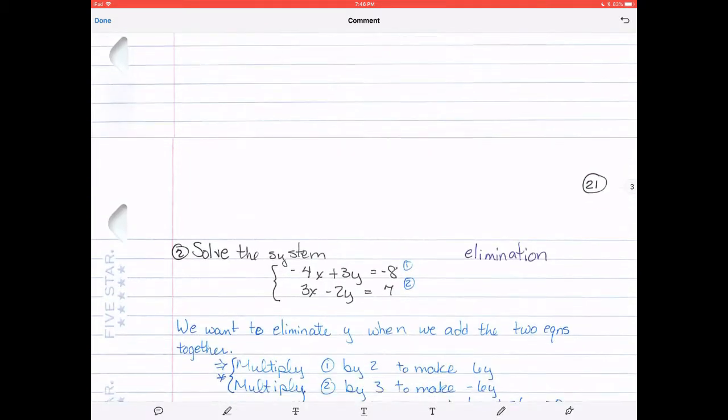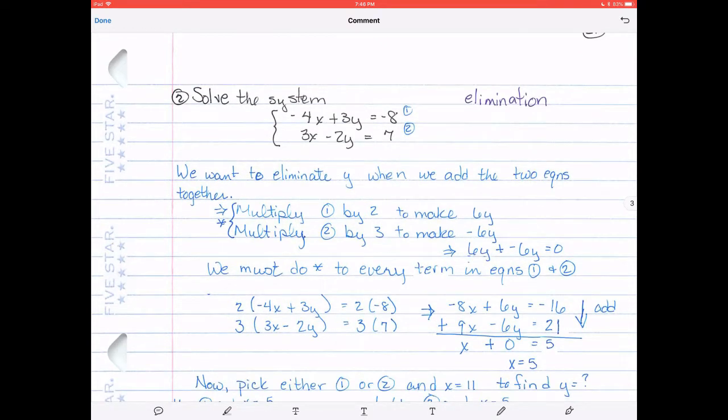Now, for elimination, what you're going to do is you want to eliminate one variable. So I could either eliminate x or I could eliminate y. What I'm going to do here is eliminate y, not x. So I'm going to multiply the first equation by 2 and the second equation by 3.